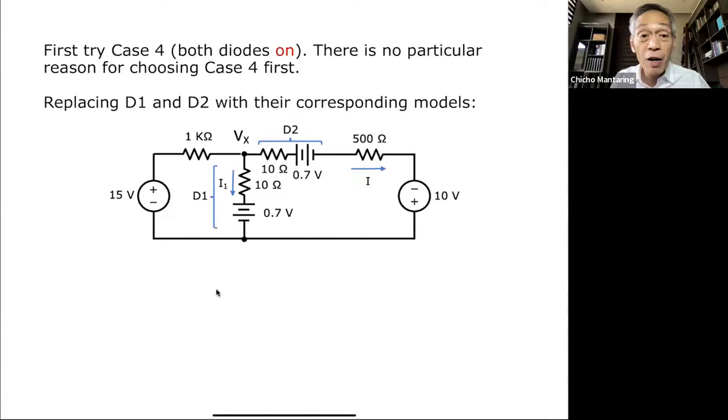Okay, can you follow so far? Nasusundan ba niyo? Okay. So what do I want to do next? Next, I want to compute for V's of X, so I can get the value of I1 and I can get the value of I. If I know V's of X, I can do that.